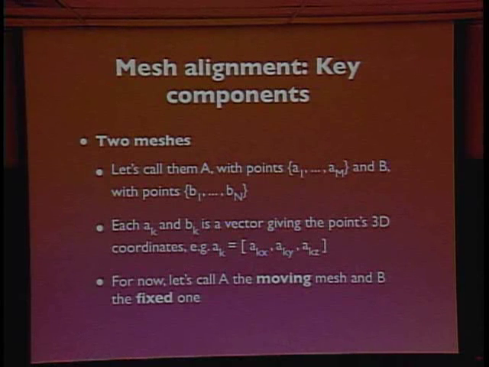So they don't necessarily have to have the same number of points on them. But each one of these is a 3D point in some coordinate frame. Now, each one of those points is a three-dimensional surface coordinate. And for now, let's say we call A the moving mesh and B the fixed mesh. The idea here is that if we're aligning one mesh to the other, we can keep one of them still and move the other around so that we can try to align it. There's no need to think of the problem as simultaneously moving the two surfaces at the same time.